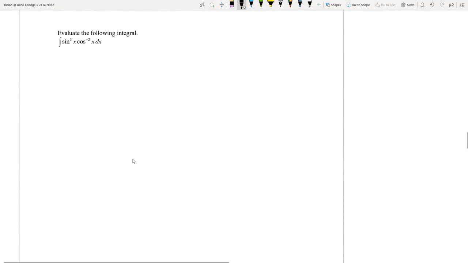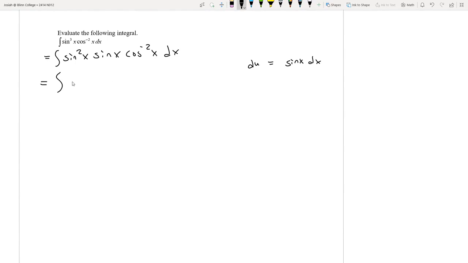If we have odd and even, we'll start dealing with it the same way we dealt with it when there was just, say, a sine by itself. So we'll split one of these sines off. What we would really like is to make our sine of x some sort of du. That's our goal, to get something related to sine of x dx as our du. So what do we need to do with this? We need to turn everything else into cosines. So we'll use the Pythagorean identity right here.